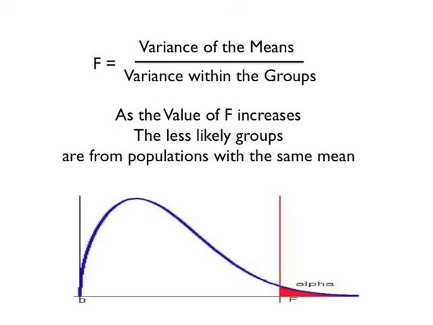F has a probability distribution associated with it. In this graph, we can see that there's a region where, if F is large enough, we can be safe in saying that the means of the groups are different rather than being from the same population. In our lab exercises this week, we're going to use the F statistic to determine when we can distinguish between means of 3 or more groups.